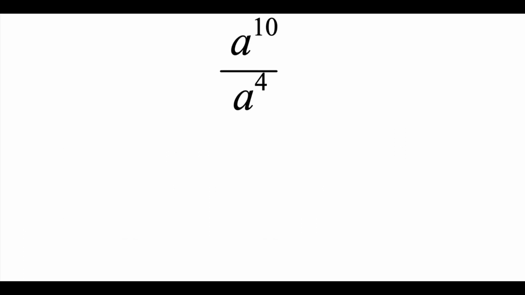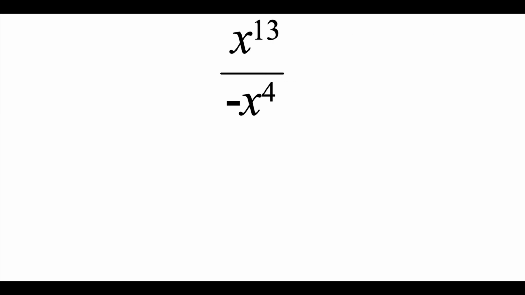So this example is very similar to the first one we looked at. We could do it the long way where we write out all of these a's, or we can use our quotient rule to make things a little bit quicker. So we have a to the 10th being divided by a to the 4th. I think the quotient rule is going to be a little bit quicker for us to do. So we want to keep the base the same, but we want to subtract those powers. So we would have 10 minus 4, which would leave us with a to the 6th power as our final answer.